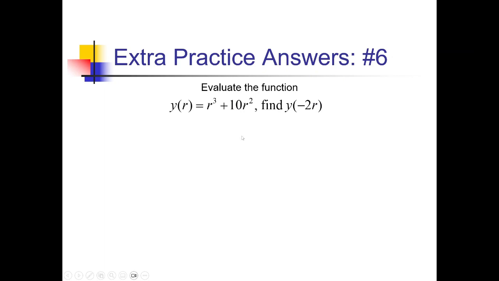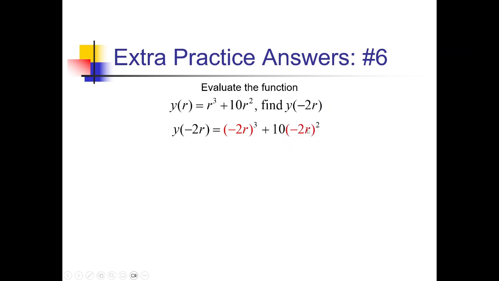For this next problem, I've got y of r equaling r cubed plus 10r squared, and for r, we're going to substitute negative 2r. And again, these r's are not necessarily the same r. So plugging that in, I've got negative 2r in parentheses, cubed, plus 10 times negative 2r squared.